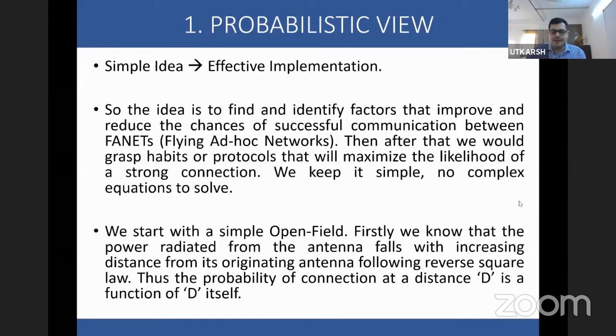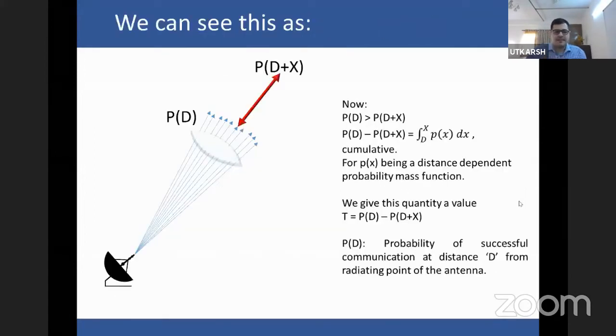So we start with a simple open field. Firstly, we know that the power radiated from an antenna falls with increasing distance from its originating antenna following the inverse square law. Thus, let's say that the probability of connection at distance d is a function of d itself. Here at the bottom left there is an antenna, and P(d) will be seen as a surface or flux where the probability of connectivity at distance d is P(d). And at a further distance, d plus x, the probability will be P(d+x). So this function will be inversely proportional to the distance, and maybe to the square of x. So we say that P(d) will be greater than P(d+x).